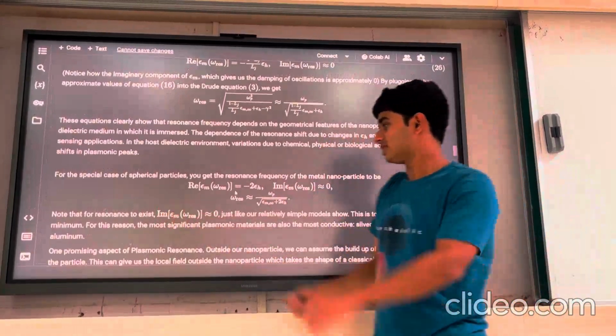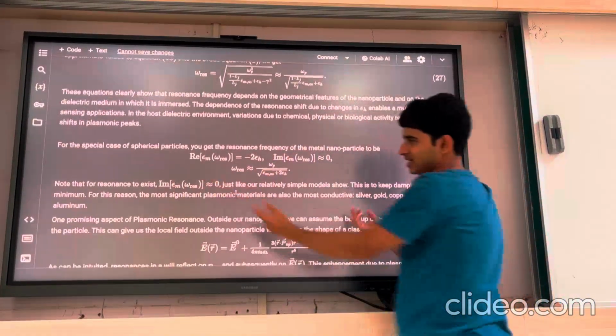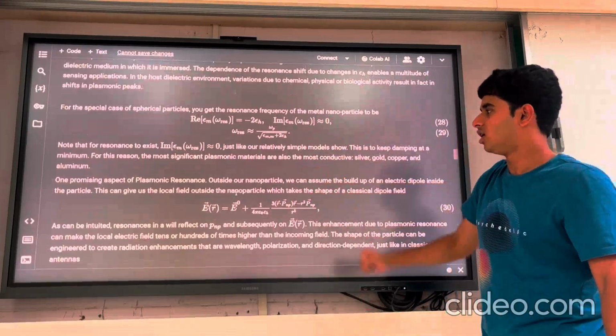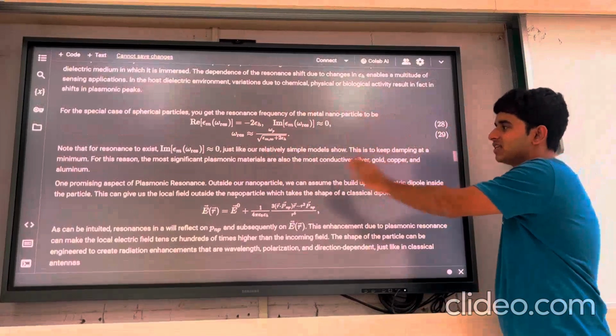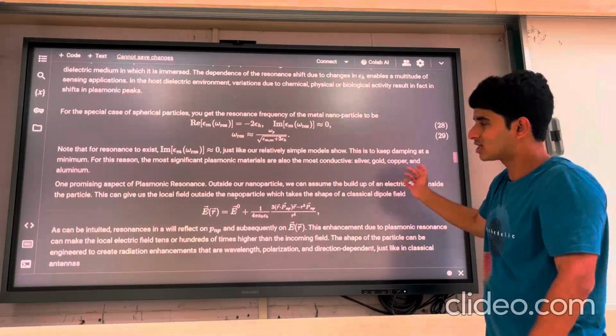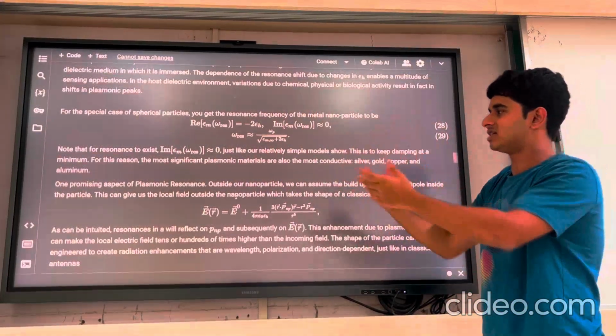Note that for this resonance to exist, this has to be 0, which basically means that damping is going to die out. This is to keep damping at a minimum, and for this reason, the most significant plasmonic materials are also the most conductive, which have the least damping.